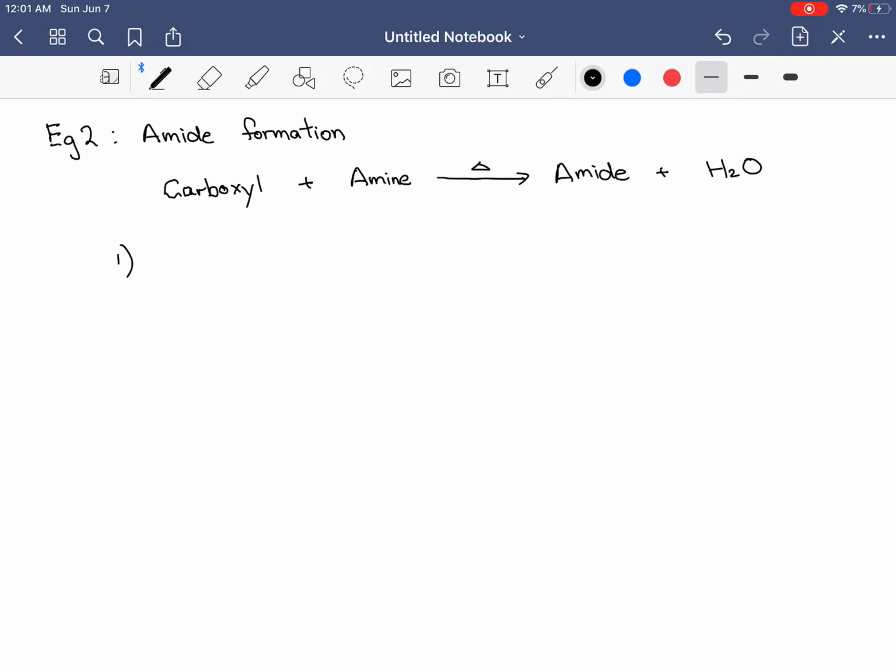So example number 1. Let's start with one of my favorite carboxyls, vinegar, ethanoic acid. I want to react ethanoic acid with methylamine, a primary amine. Now, there's a reason why I drew it this way. It looks like I drew it backwards. Of course I drew it backwards. There's a reason for that.